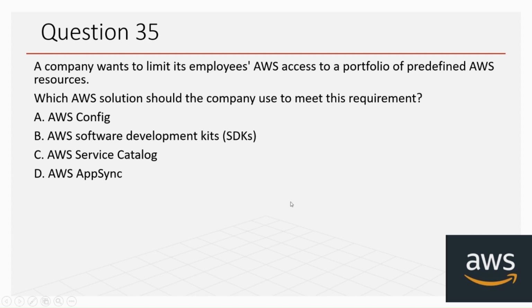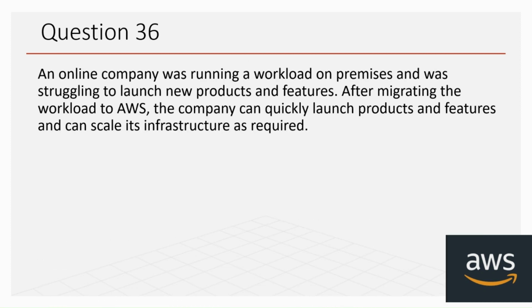Let's look into the next question, which says a company wants to limit its employees' AWS access to a portfolio of predefined AWS resources. Which AWS solution should the company use to meet this requirement? The options are A, AWS Config, B, AWS SDKs, C, AWS Service Catalog, and D, AWS AppSync. Now let's look into the correct answer. And the correct answer is C, AWS Service Catalog. Now let's move to the next question.